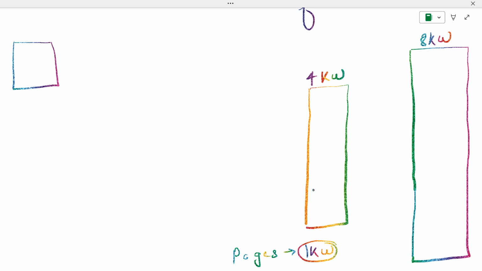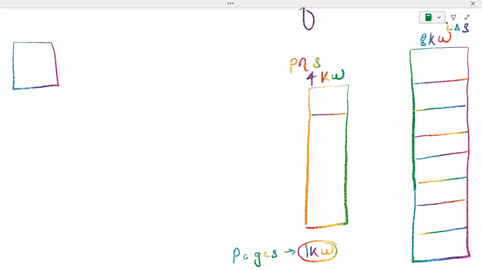This will be the same for the physical address space, that is the PAS, and the same for the virtual address space LAS. So LAS is divided into 8 parts, each part containing 1 kilowords, and the PAS will be divided into 4 parts, each consisting of 1 kilowords. Each part will have an address like this: 001, 010, 011, 100, 101, 110, and 111. This is the address of each page.